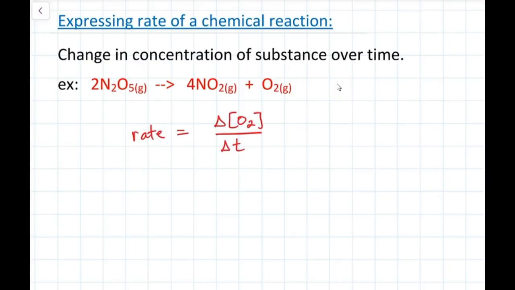We could also show it the opposite way. We could say that rate is equal to the change in concentration of N2O5 over time, or change in time. Now this way, because N2O5 is a reactant, we would expect its concentration to be going down because it would be starting high and ending low. So we would have a decrease in the concentration of N2O5.